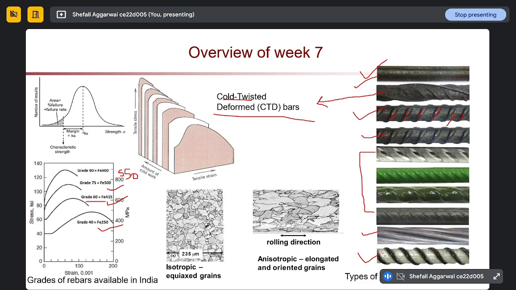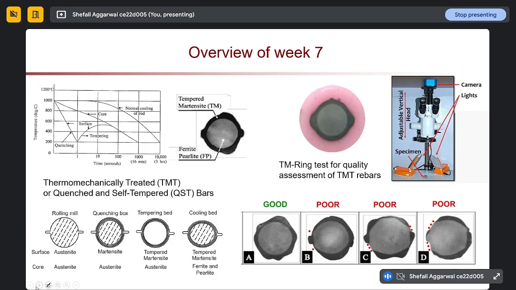If you see from the grain structure, when you are twisting your rebar, the grains will expand, and the grain structure will look like this. Okay. So this is one type of rebar.